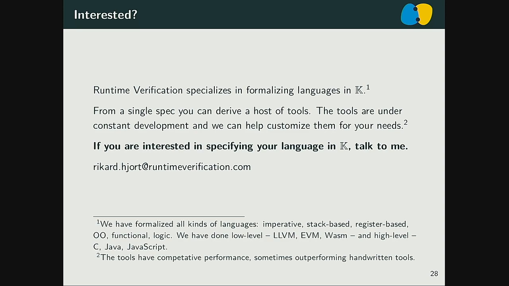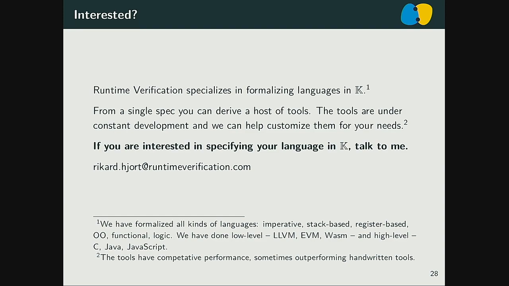Like I said, the languages we can formalize are all kinds: imperative, stack-based, register-based, OO, functional logic, low-level, high-level. We've done the lot. And the tools that you get are pretty good. From a single spec, you get pretty good tools. Sometimes really good tools. And we can usually customize.